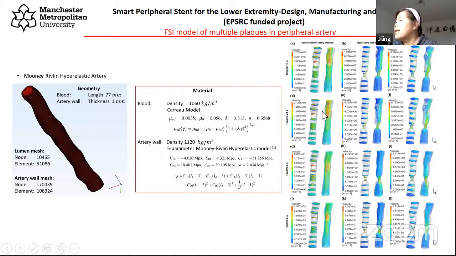So you can see this is the CFD, FSI modeling result for the different types of plaques. This is the calcification-only model, CFD model, FSI modeling result. This is the lipid-only model result. This is the calcification-lipid model.